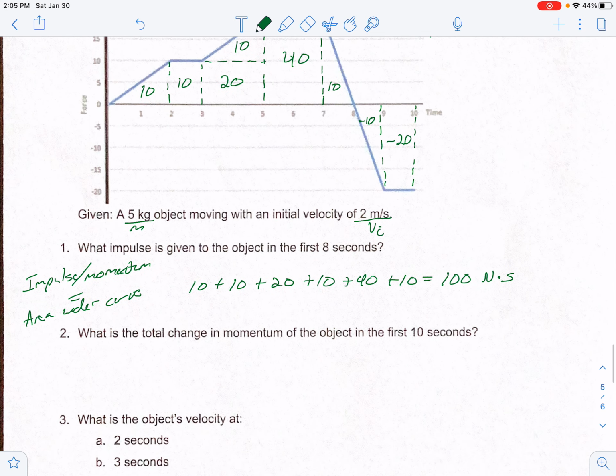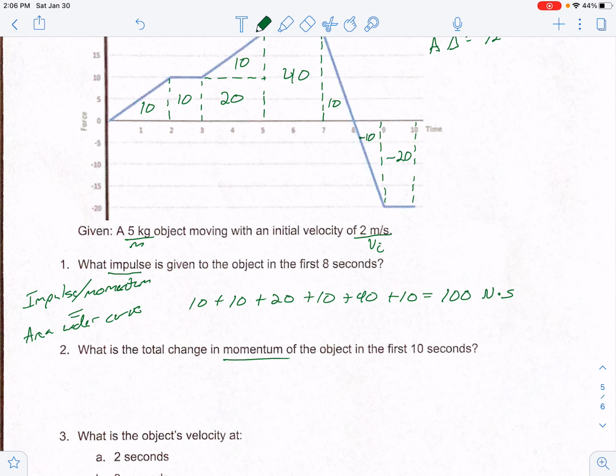Number 2, what is the total change of momentum of the object in the first 10 seconds? Even though we had impulse here and momentum here, there's nothing different. We're just adding up the areas under the curve. So in the first 10 seconds, we're just going to add up the whole thing. The first 8 seconds was 100, so instead of doing all that math again, I know the first 8 seconds was 100. So 100 minus 10 minus 20. That should come out to 70 newtons times seconds. And that's it. That's all you had to do there.